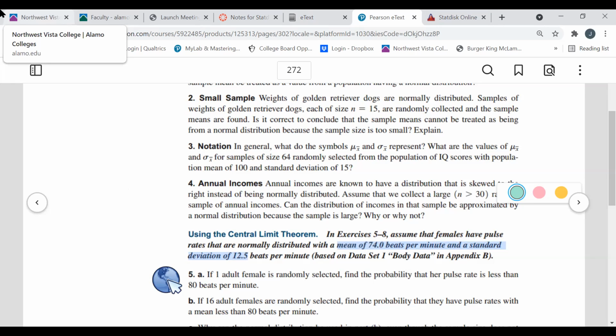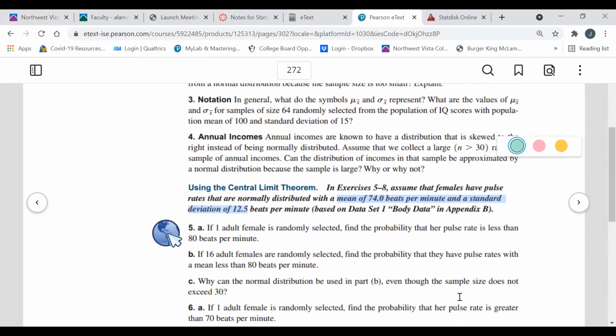All right, number 5A. All right, here we go. Part A. It says if one adult female is randomly selected, find the probability that her pulse rate is less than 80 beats per minute. Now how many samples are conducted for part A? Who can tell me? How many?